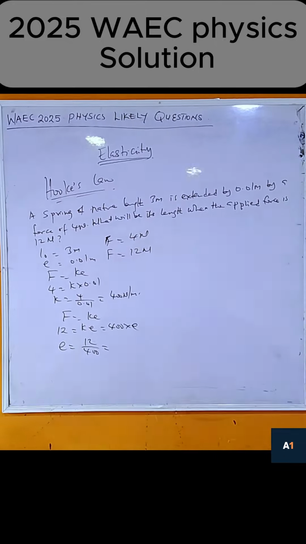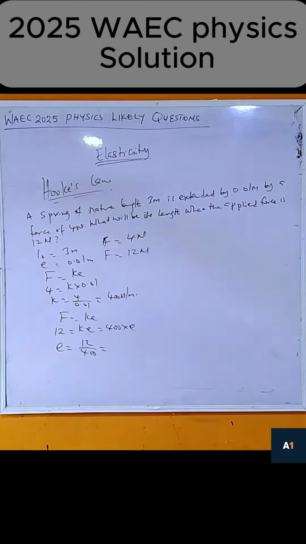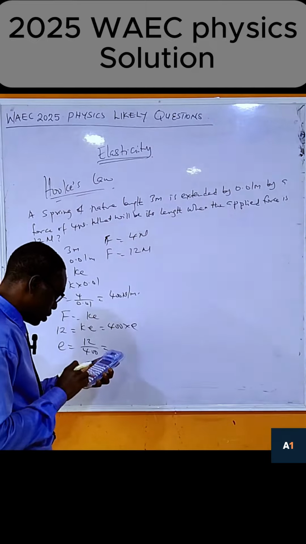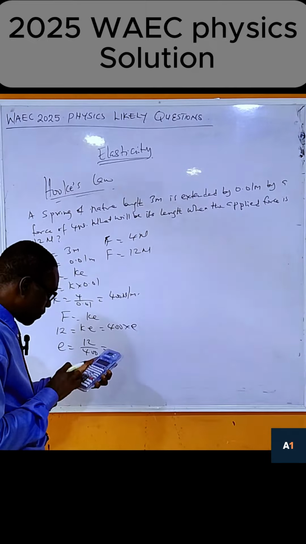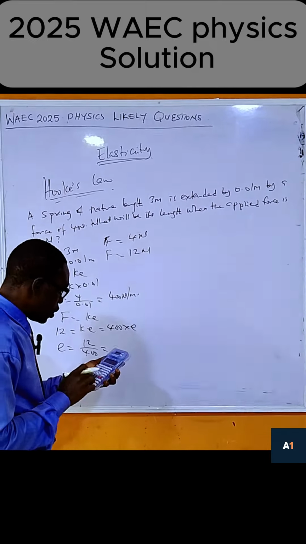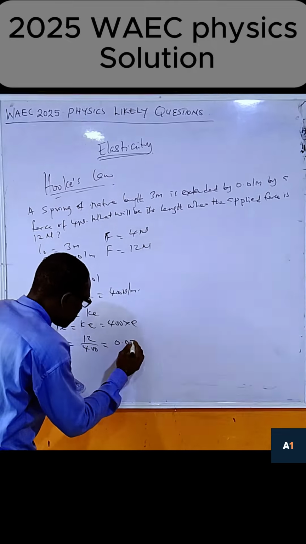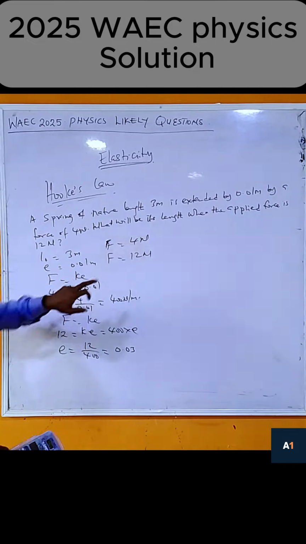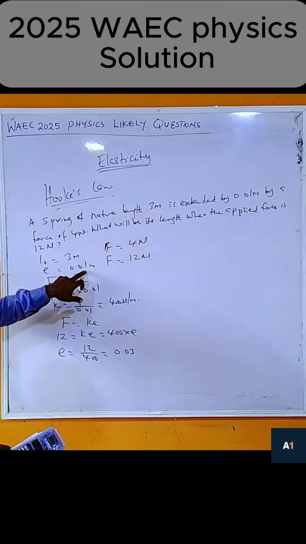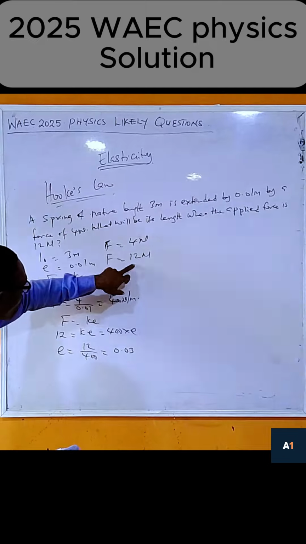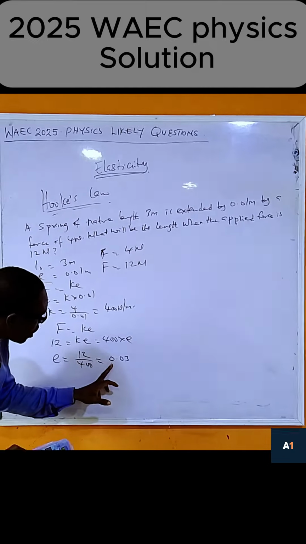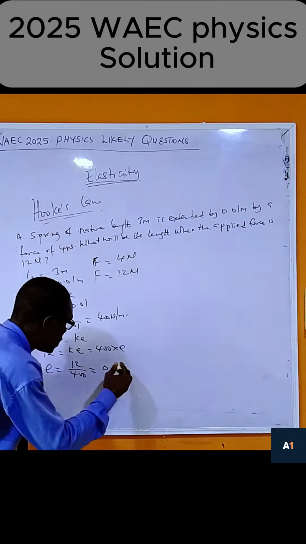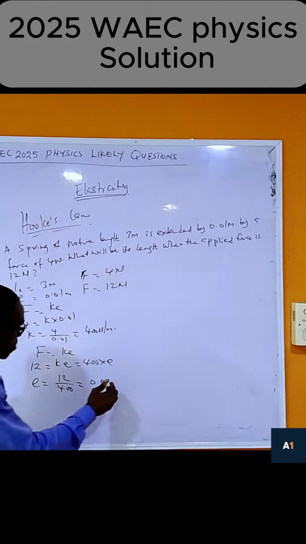So 12 divided by 400 gives 0.03. Meaning that at 4 Newton, the material extends by 0.01, then at 12 Newton, the material will extend by 0.03 meter.